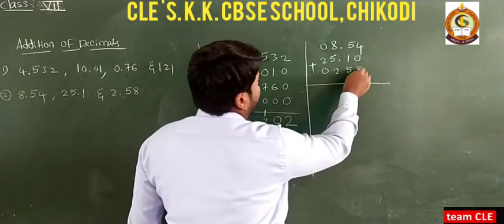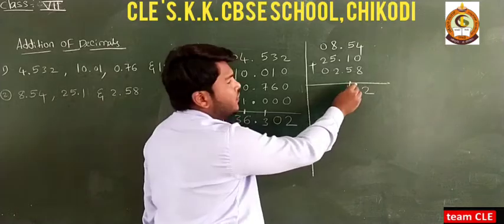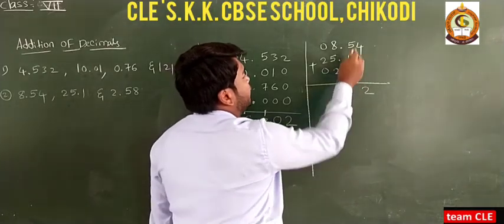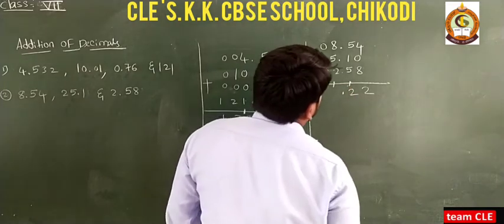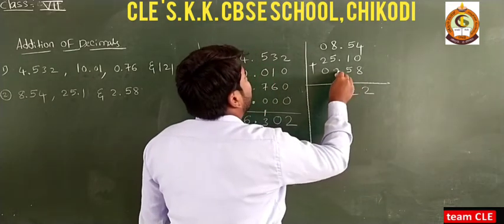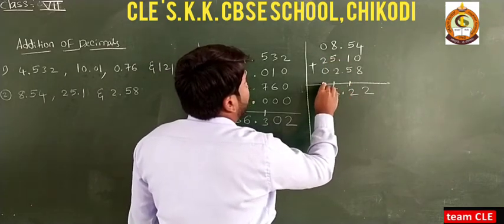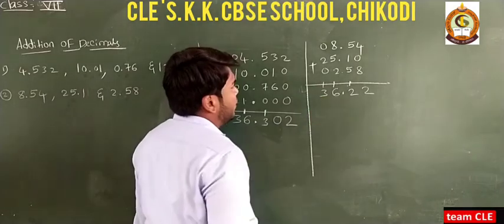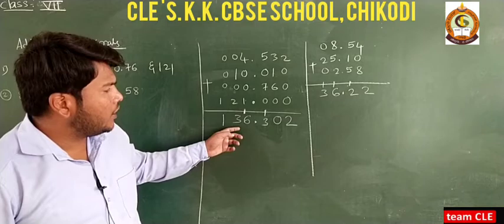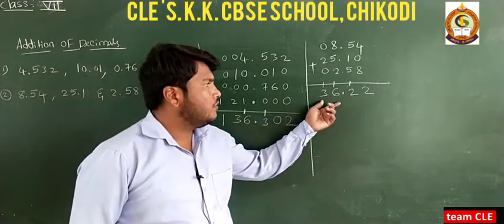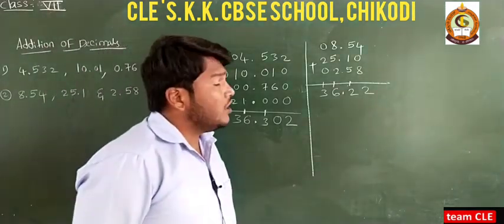So see here, 8 plus 4 is 12, 1 carry, 5 plus 1 is 6, 6 plus 1 is 7, 7 plus 5 is 12. Again 1 carry here. So 2 plus 1 is 3, 3 plus 5 is 8, 8 plus 8 again 16. 1 carry, 2 plus 1, that is 36.222. So these are the two answers. The first one we get is 136.302 and this we got 36.222, which is the required answer.